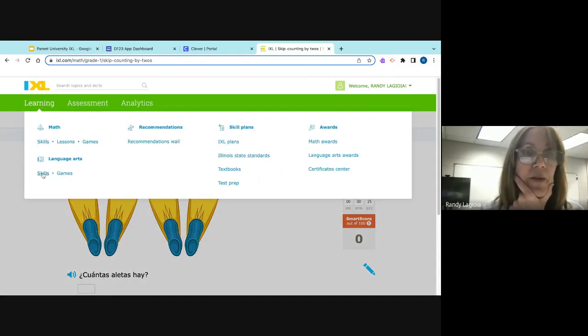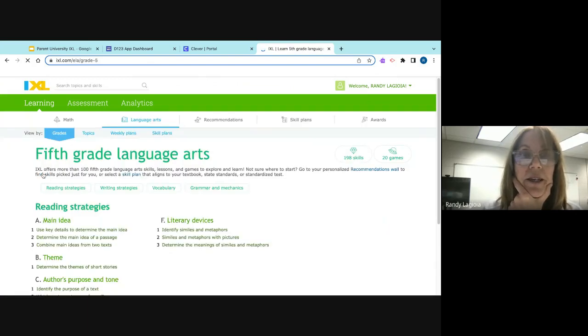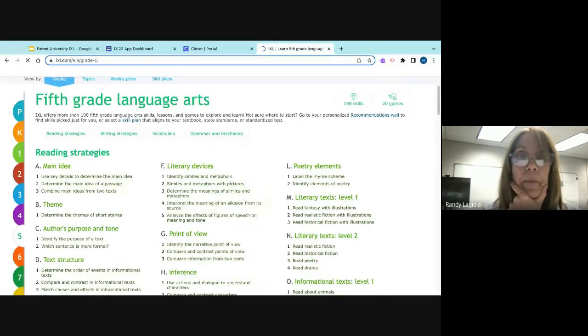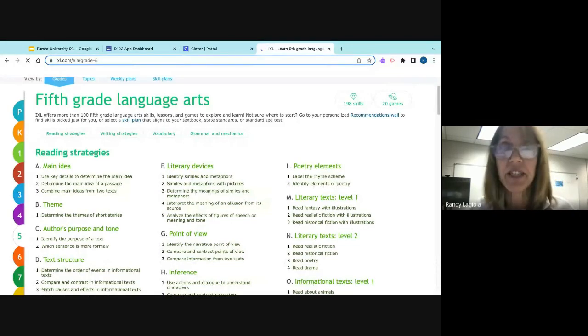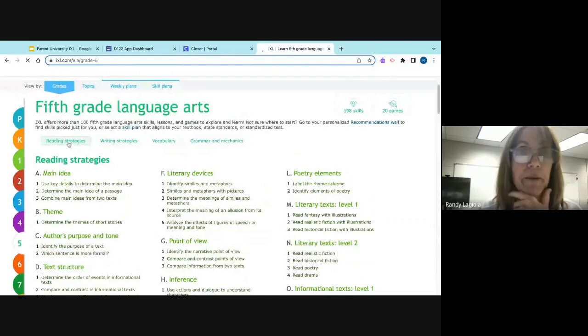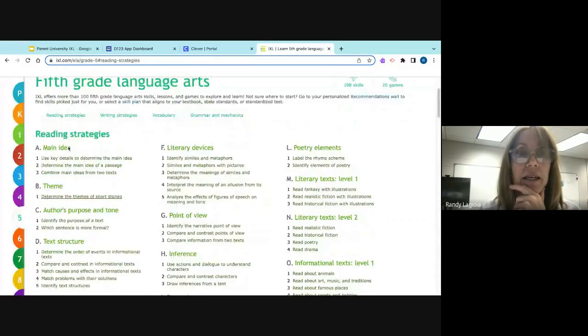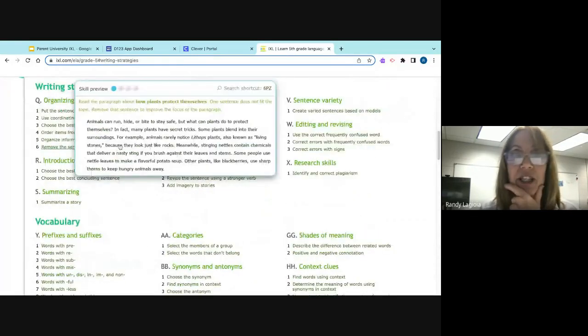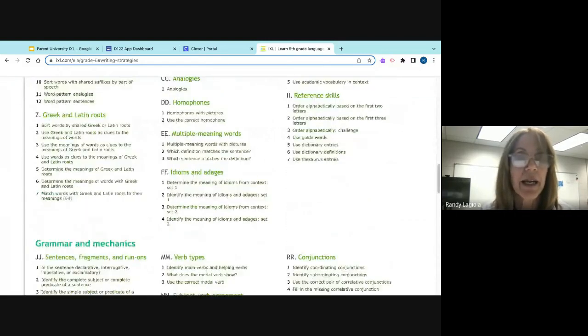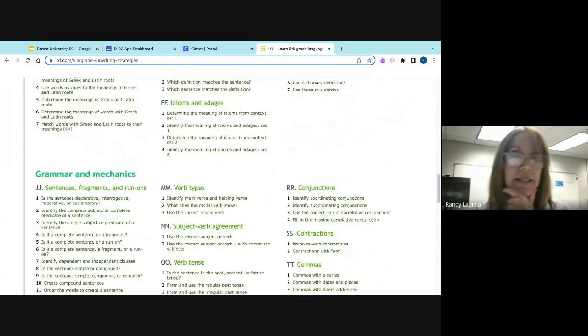All right, and so language arts. Again, this is set up as a comprehensive list of skills at each grade level. They're grouped by reading strategies. We have writing strategies, vocabulary, and then grammar and mechanics.